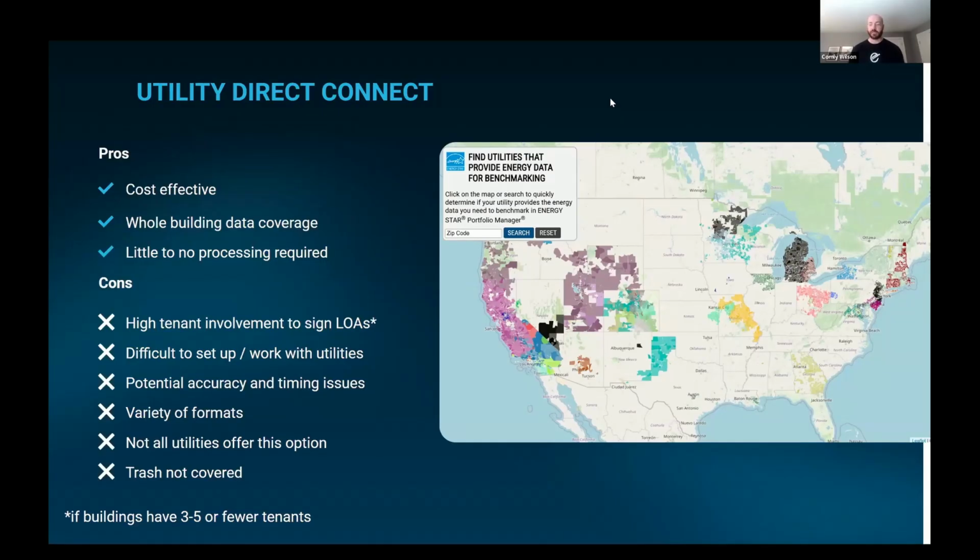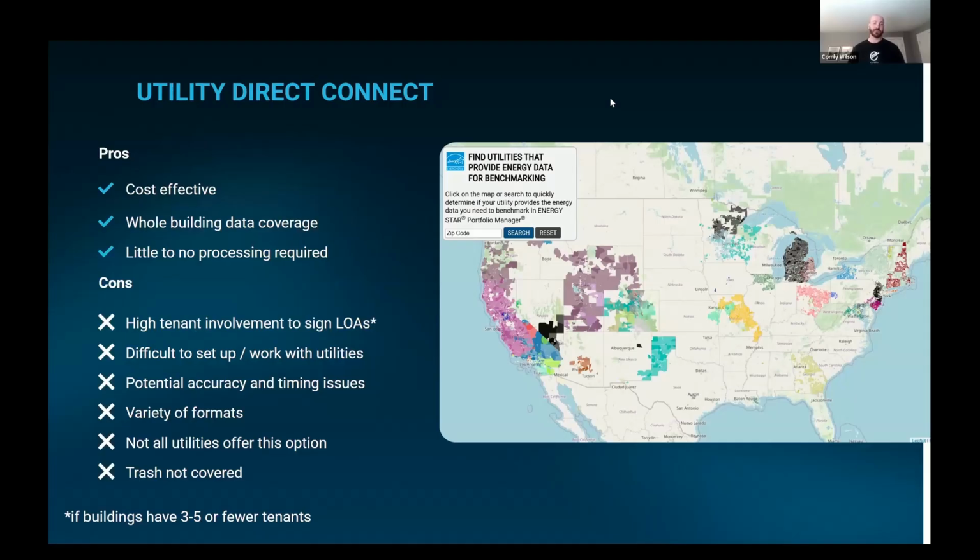First, in buildings that have fewer than 3 to 5 tenants, and that varies depending on the specific utility, those tenants have to sign letters of authorization. And they have to sign these letters of authorization, and again, this varies too, but every 12 months, 24 months, maybe 36 months. So this is not a one and done process. This is basically an annual process to get tenants to sign letters of authorization.